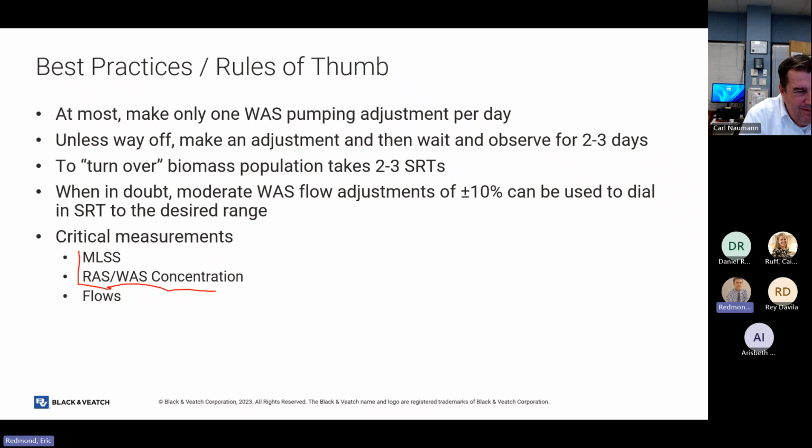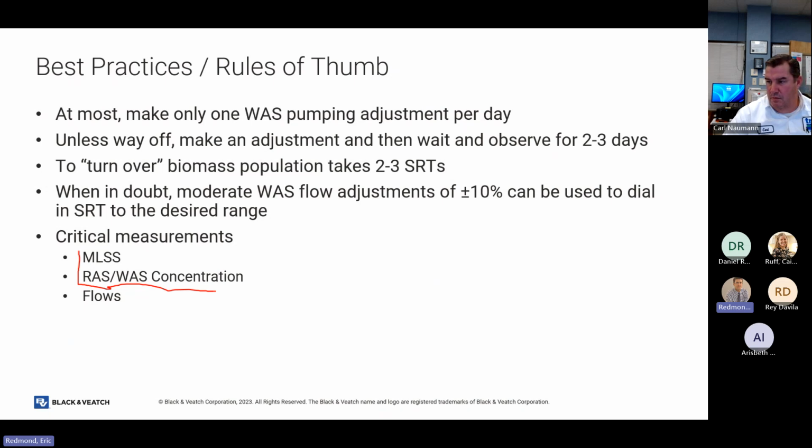But generally, that's not something within an operator's control. Generally, a flow meter is not in your control. But what is in your control, and this goes for all levels of operations, is when you're grabbing those mixed liquors and those RAS and WAS samples, making sure that you're getting a good sample, because these samples are used in calculations. If we're getting a bad sample, we can throw off our calculations and make decisions that aren't based on reality.